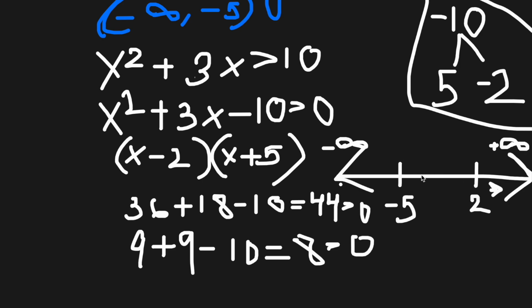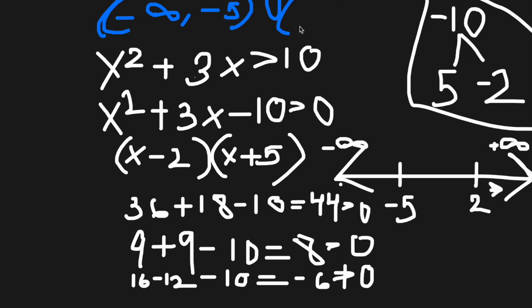Just to make sure, we're going to try a number from the middle, like let's say -4, just so that it can be simple. -4 squared is 16. -4 times 3 is -12. And minus 10 gives you -6. So that is not greater than 0. So that automatically means that our answer is negative infinity, comma, -5, union 2, comma, infinity.